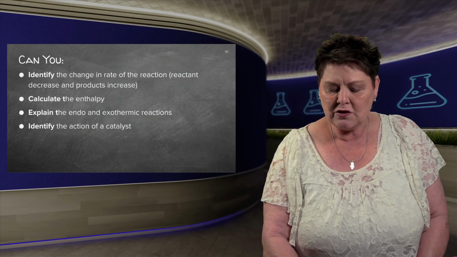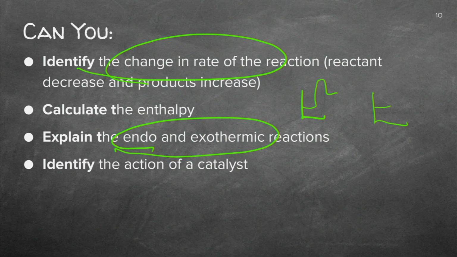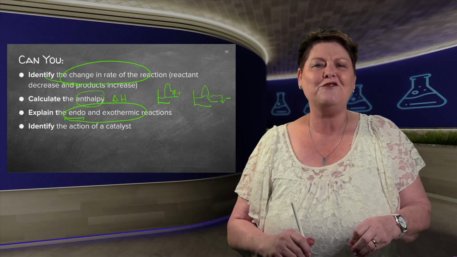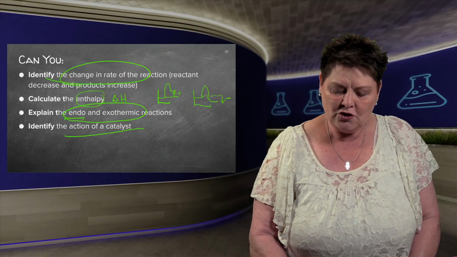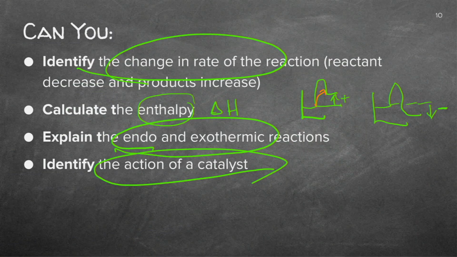Right. Can you identify the changes? Do you know the different energies? Can you identify exo and endothermic reactions? Within that, you have to be able to identify the enthalpy. Guys, the enthalpy, the delta H, the change is positive there and negative there. I can draw every graph, it'll be exactly the same. And you have to know that when I use a catalyst, I'm actually giving it an alternative path, lowering the activation energy.